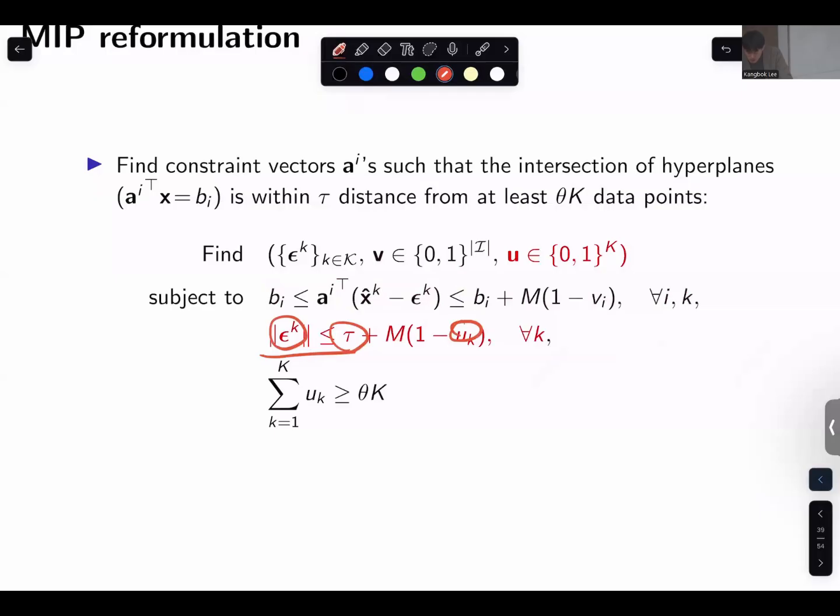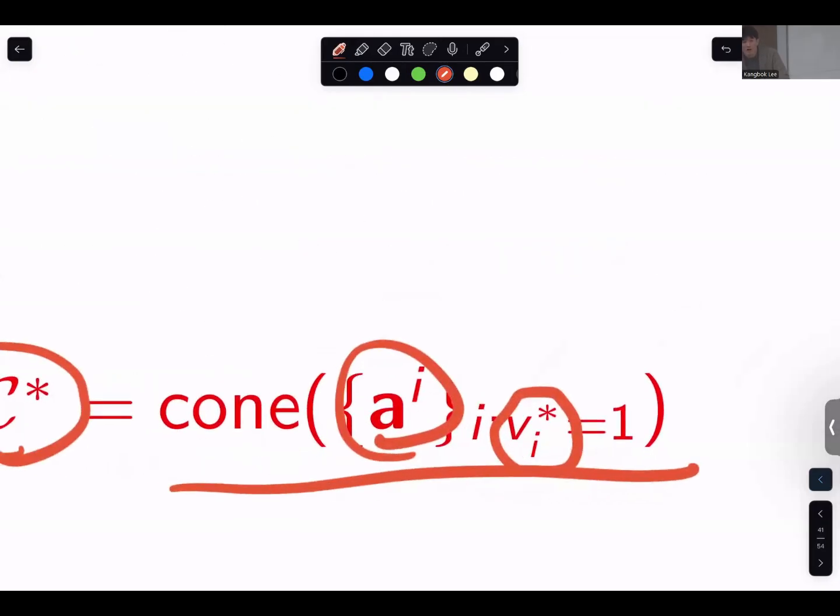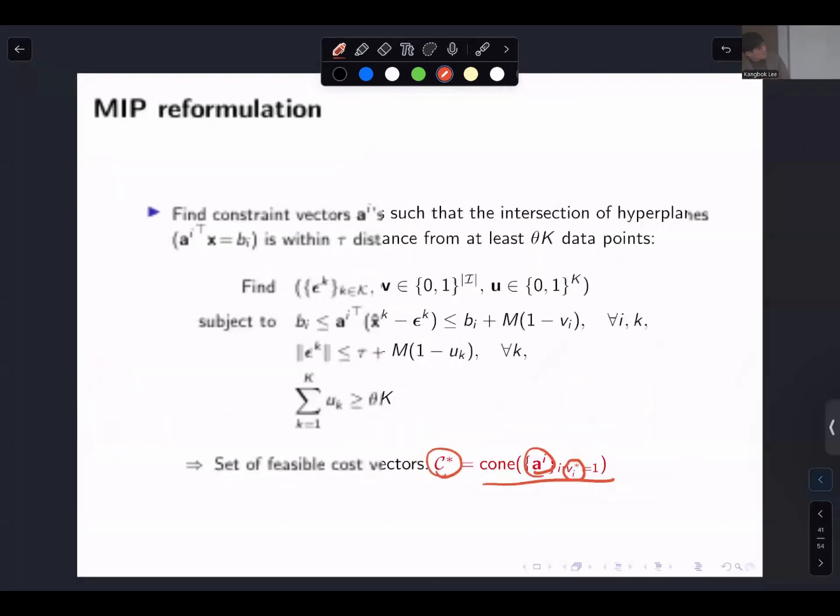If u is 0, well, you don't care about the optimality error for that data point, and I want to make sure that the number of u's that are assigned 1 is greater than data times k. It's a cardinality constraint. That's it. Okay? And by solving this problem, you can find a bunch of different C's. And at the end of the day, the set of feasible C vectors for this problem is nothing more than really a conic combination of AI vectors whose corresponding VI star variables are assigned 1. VI is, well, are you going to choose that vector or not? Okay? So that's the first reformulation.